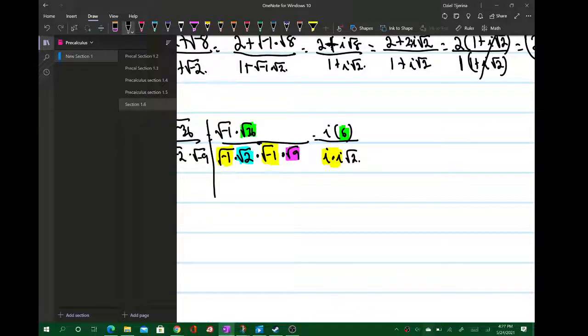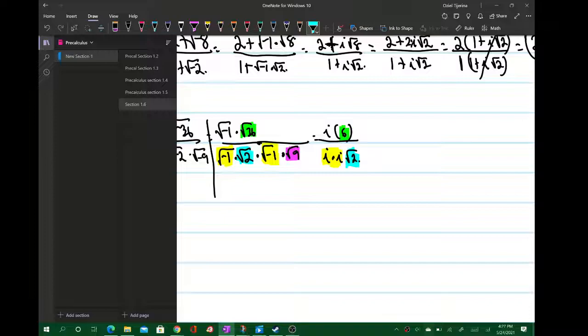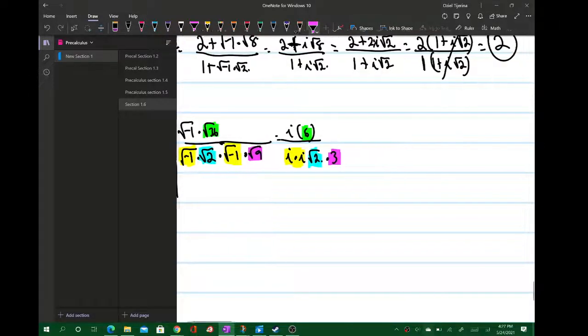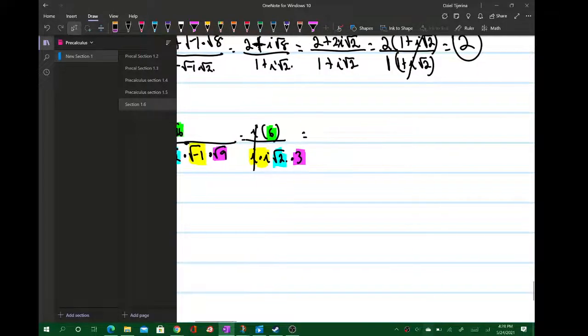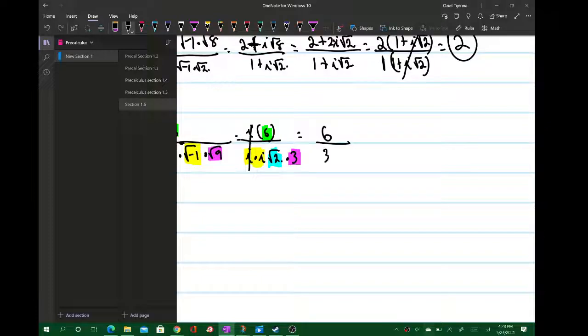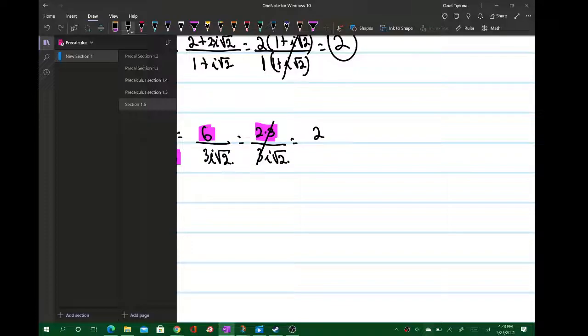And then square root of 9 can just be 3, right? That's what the square root of 9 is. And so this simplifies to, and we can cross out an i here, right? And it's 6 over 3i square root 2. However, this simplifies to 2 times 3, because that's what 6 is, right? And then we have over 3i square root 2. So this cancels out, and then we have 2 over i square root 2.